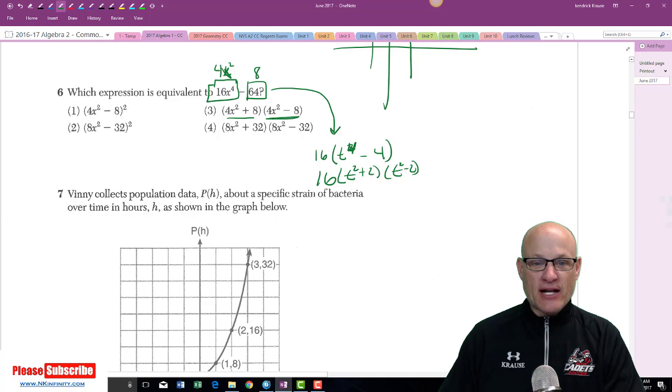4x and 8, 4x and 8, 1's plus, 1's minus. There's the right answer. It's the difference of two squares.